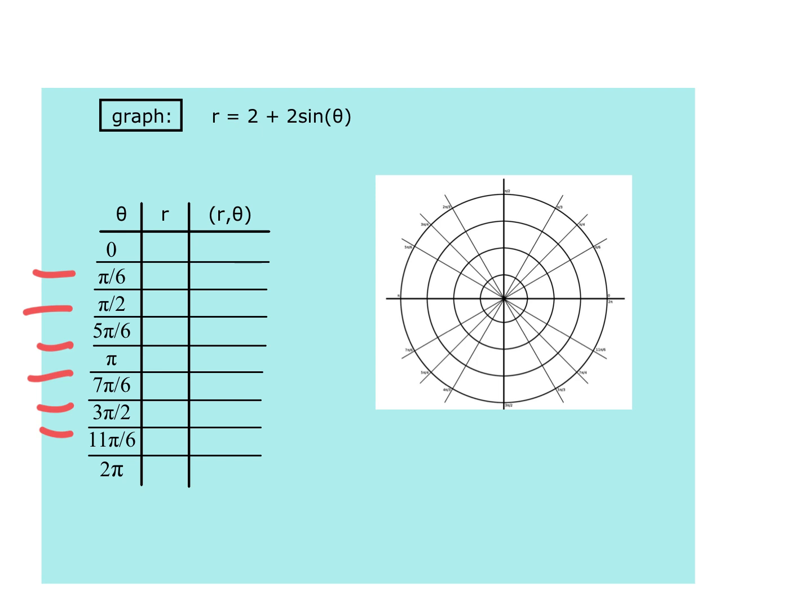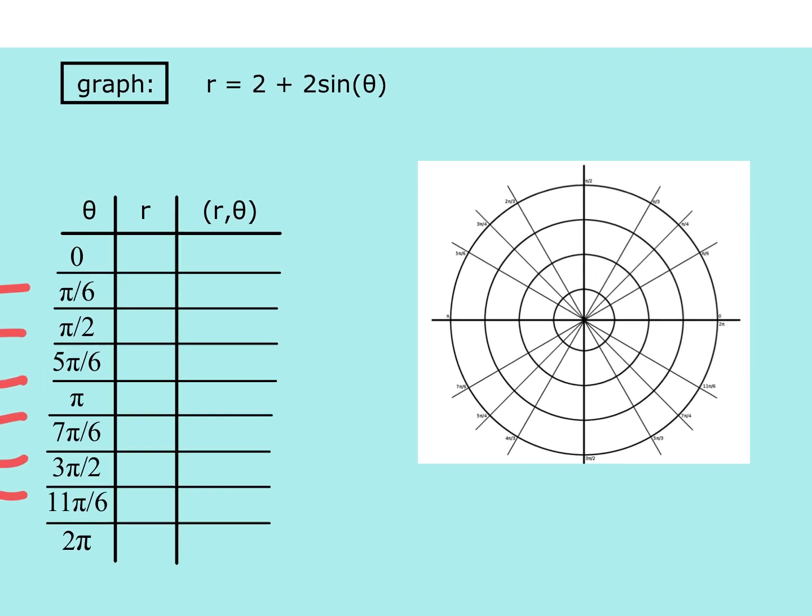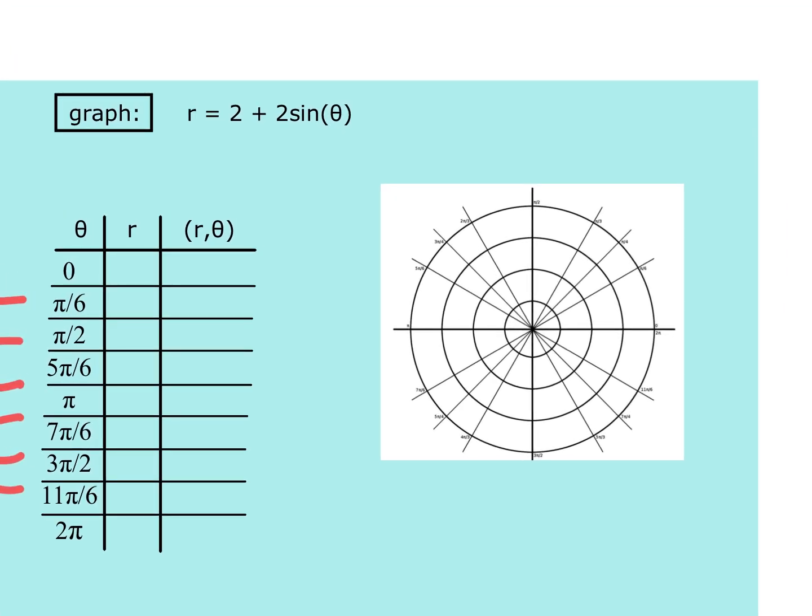All right, so let's do the first one. R equals, I would write it out each time. It's going to take you a whole bunch of tries here. But r equals 2 plus 2 sine, and they tell me the angle. So instead of putting theta, I'm going to say 0. Eventually, I'll figure out what r is, and I'll put it right there.